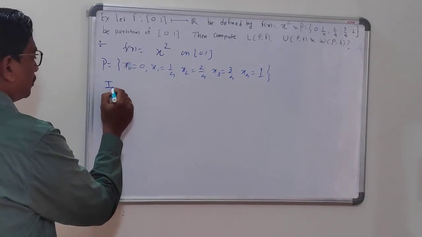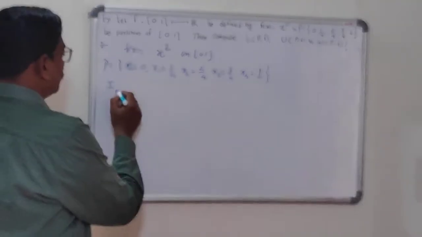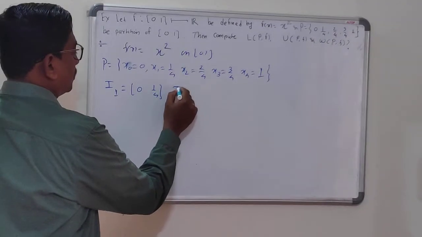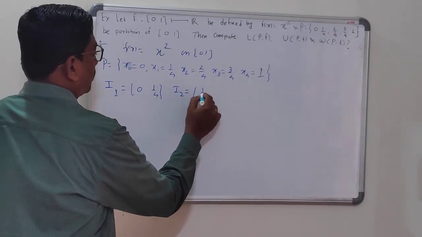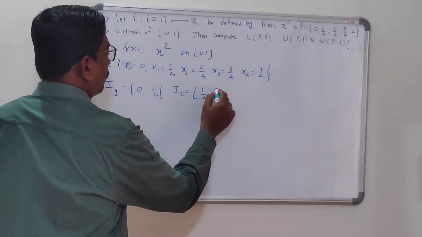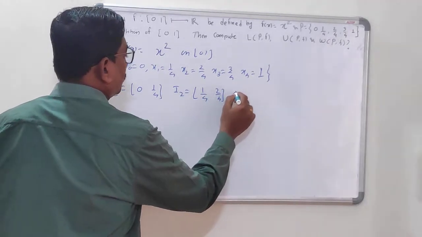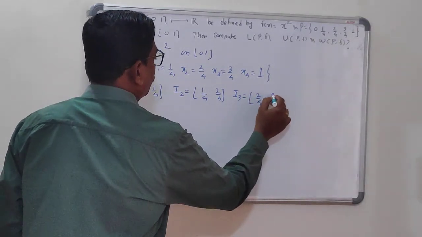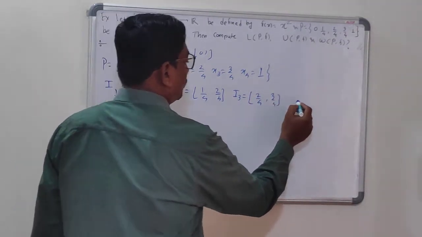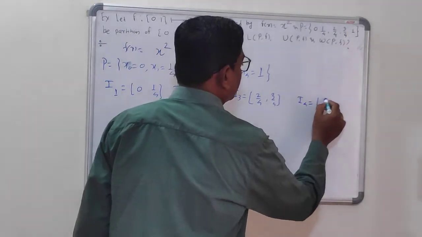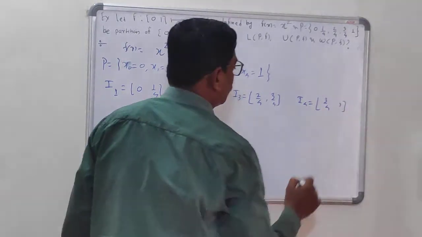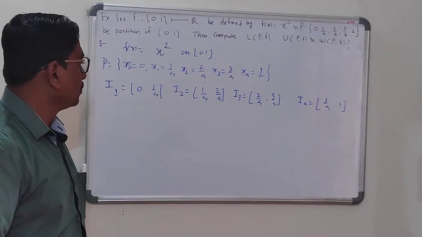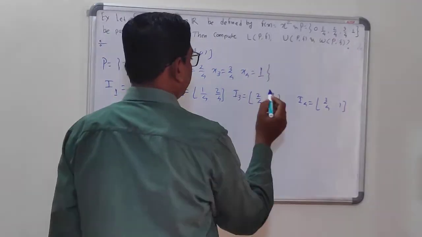So let me denote the subintervals. The first subinterval will be 0, 1 by 4. The second subinterval is x1, x2, that is 1 by 4, 1 upon 2. The third subinterval is 2 by 4, that is 1 by 2, comma 3 by 4. And the fourth subinterval is 3 by 4 and 1. So since there are 5 points, you must have 4 subintervals, and you can observe that all are equally spaced.